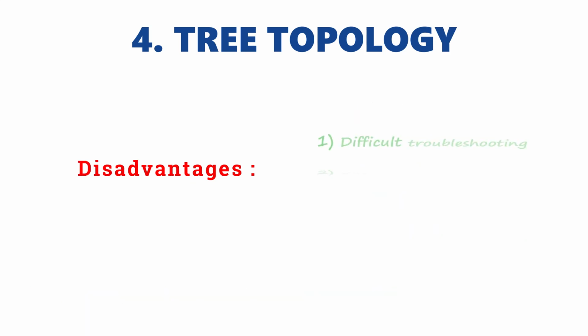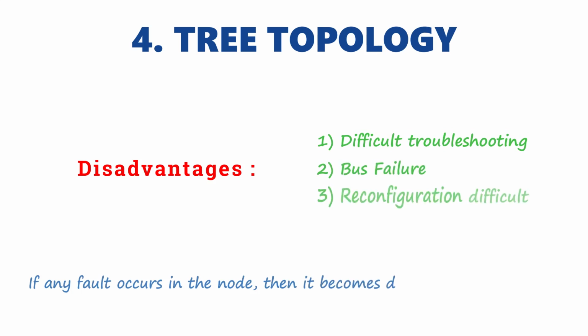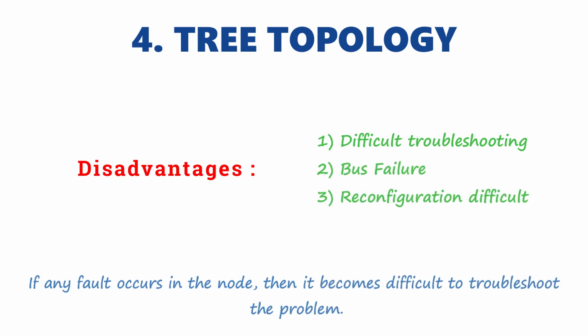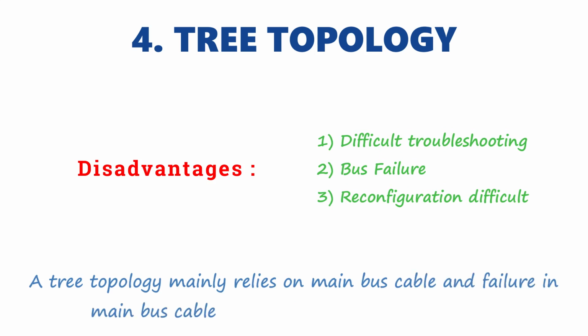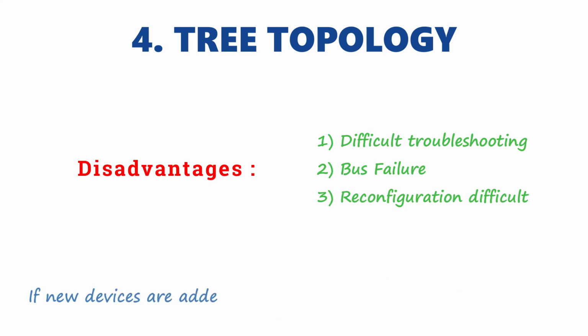Disadvantages of tree topology. If any fault occurs in a node, then it becomes difficult to troubleshoot the problem. A tree topology mainly relies on the main bus cable, and failure in the main bus cable will damage the overall network. If new devices are added, then it becomes difficult to reconfigure.